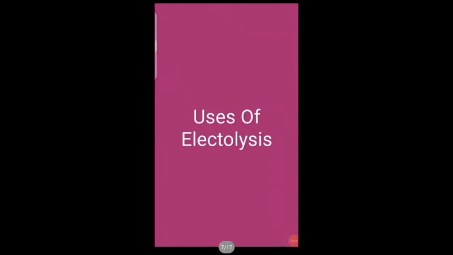Now, what is electroplating? Electroplating is the process that uses electrical current to reduce dissolved metal cations so that they form a coherent metal coating on an electrode. Electroplating normally means coating one metal with another metal, that is electroplating. There are certain uses of electroplating, so we will talk about the uses of electrolysis and electroplating.